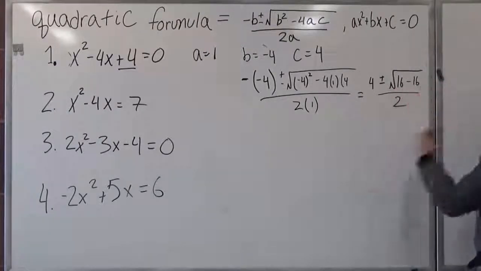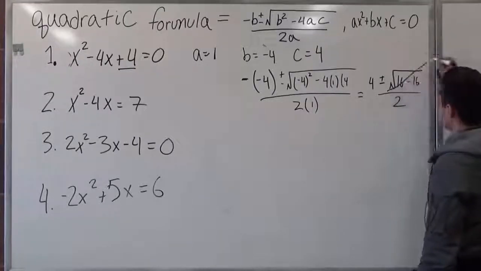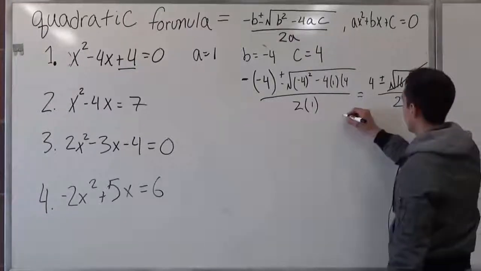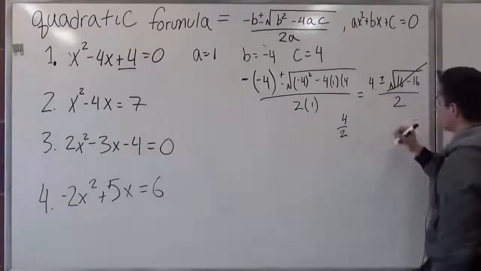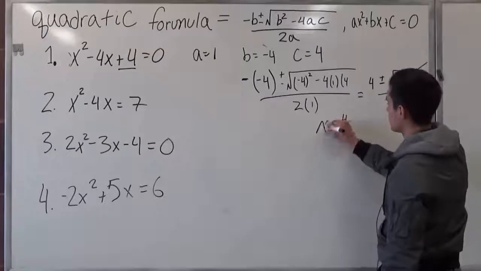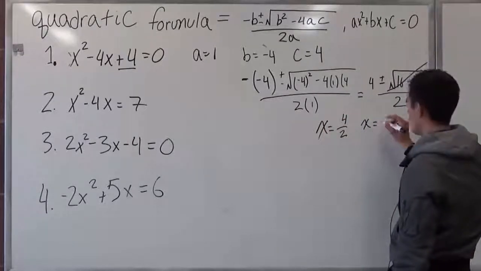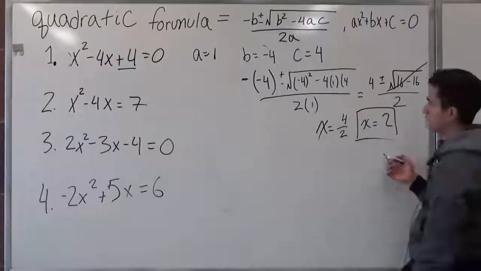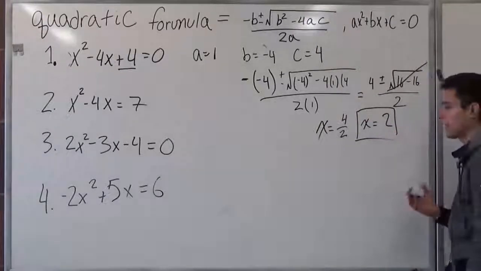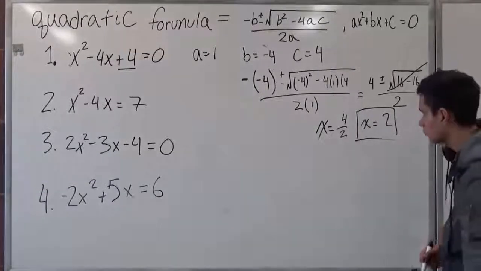16 minus 16 would just be 0, so this radical cancels out. And now we're just left with 4 over 2, which will equal x. So 4 over 2, in simplified terms, is just 2, which is the same thing as we solved earlier with factoring, where we got the roots, and the roots also give us 2.